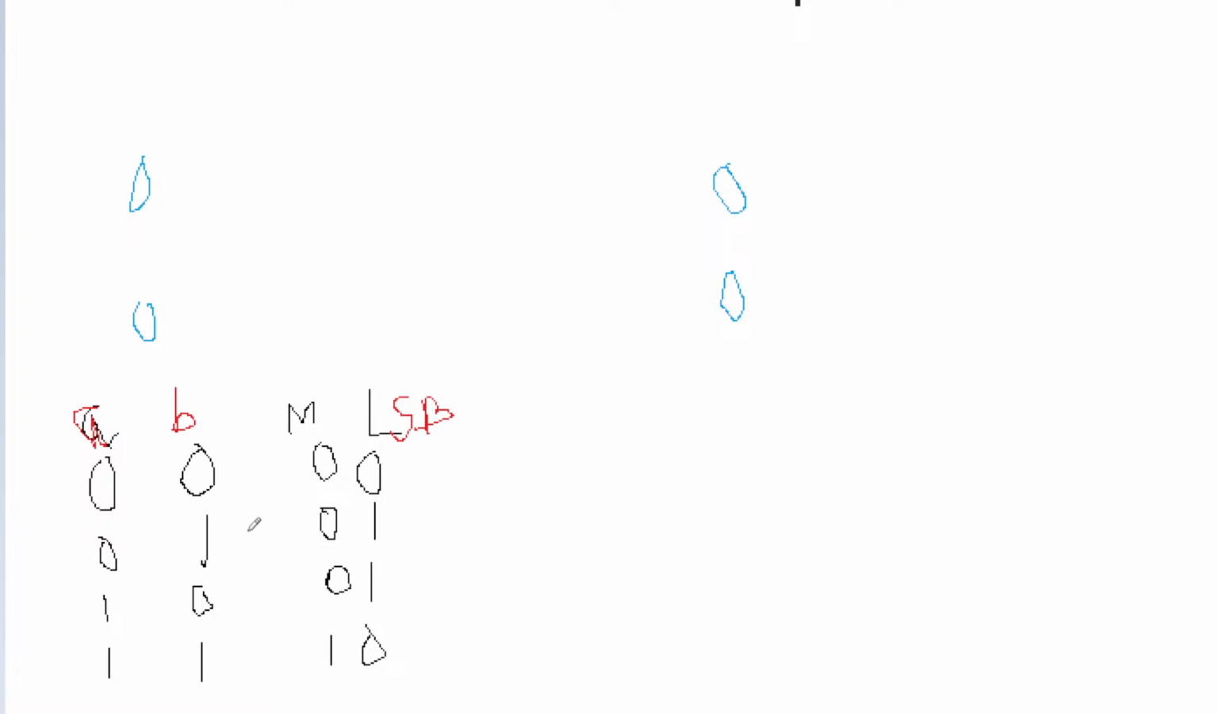For the XOR gate, 0 1 gives 1, 1 0 gives 1. So we are going to build an XOR gate here. This one is input 1, this is input 2, and build an XOR gate here for the adder circuit.